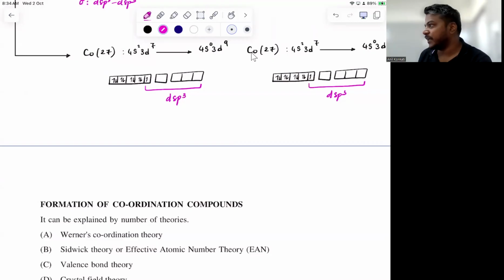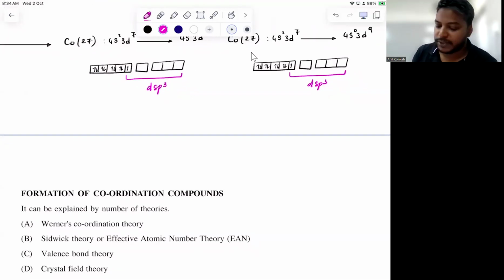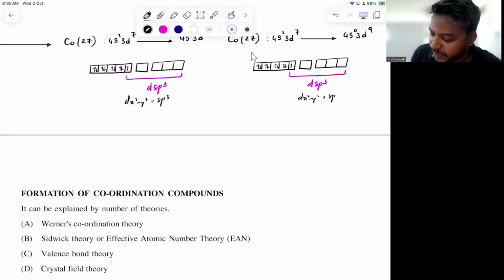Square pyramid is better, no? So which orbital do we mix here? dx square minus y square. So let us mix that. So d x square minus y square plus sp3. Here also dx square minus y square plus sp3.